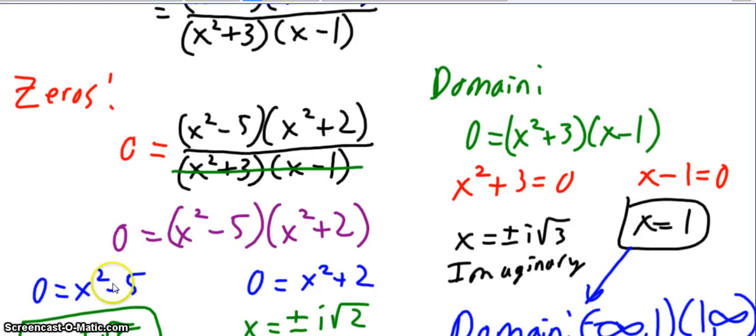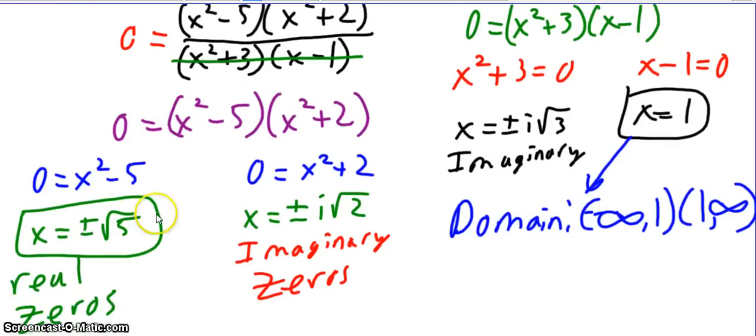Since this is already factored, I can set each individual factor equal to 0. And because it equals 0, remember that's our zero product property. So then x squared minus 5 equals 0 gives me the solutions of x equals plus or minus root 5. Those are real zeros. Those are good answers. x squared plus 2 equals 0 gives me the solutions of x equals plus or minus i root 2.